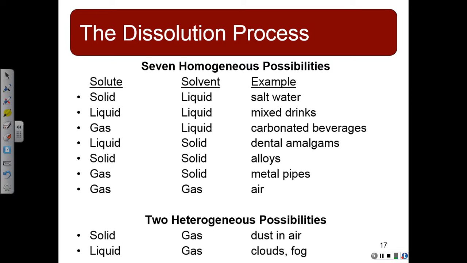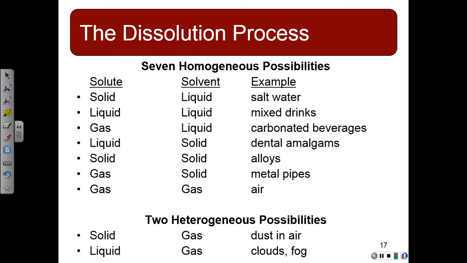This one's a little confusing, a metal pipe, a gas in a solid. This is talking about when you have natural gas flowing through a pipe, so you have a solid pipe and then the natural gas. Air is an example of a gas and a gas, right? We've got nitrogen and oxygen and hydrogen all combined, and it makes a solution.